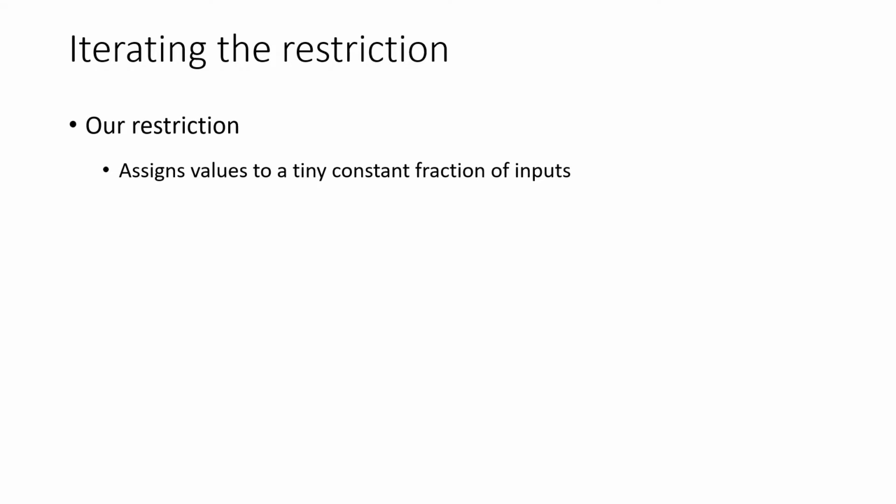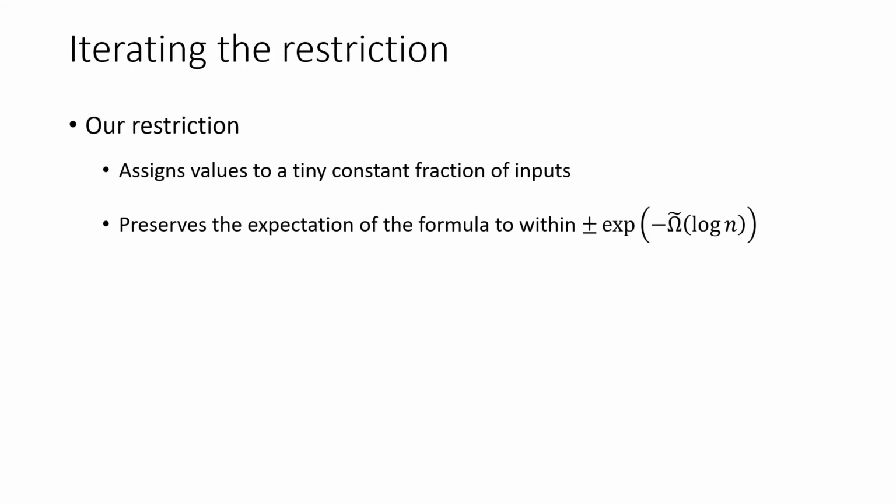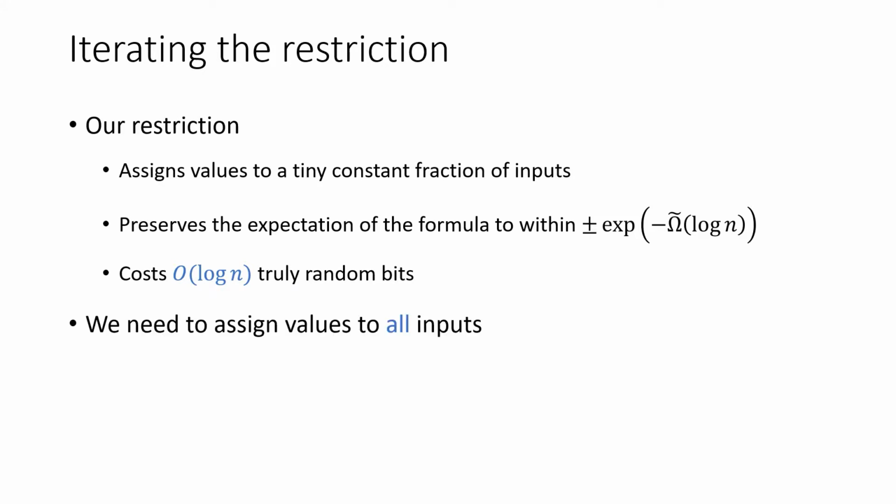Let's move on at this point to the problem of constructing a full pseudorandom generator. Remember, so far I've only described a way to pseudorandomly assign values to a tiny fraction of the inputs. Our restriction does preserve the expectation of the formula to within near optimal error, but it also costs us O of log n truly random bits. That's our entire budget of randomness right there. It might seem hopeless to try to iterate the process to get a full pseudorandom generator.